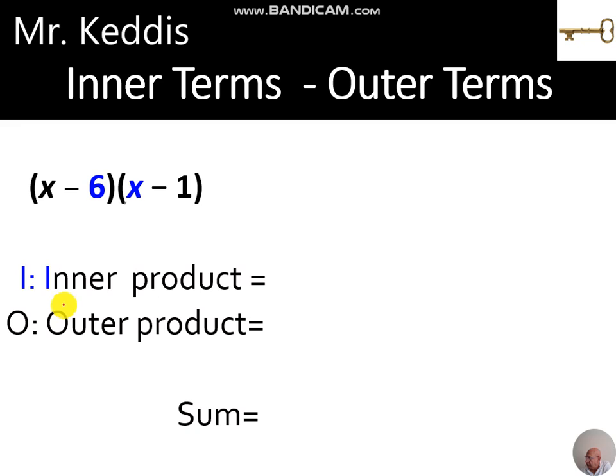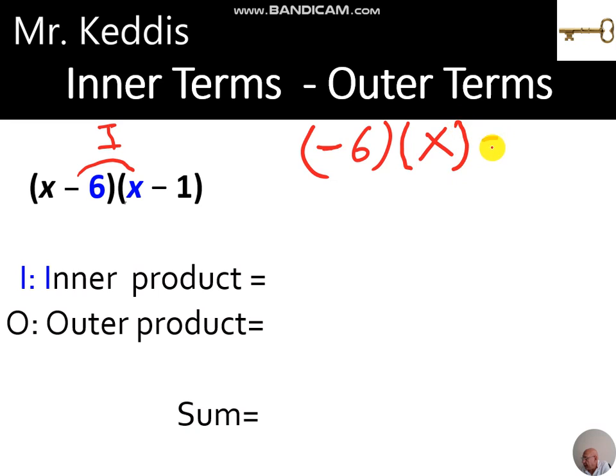Okay, I need to find the product of the inner term. This is the inner term, which is negative 6 times positive x, or positive 1x. I get negative 6x. I have different signs, it means the sign stays negative. And this gives me negative 6x.